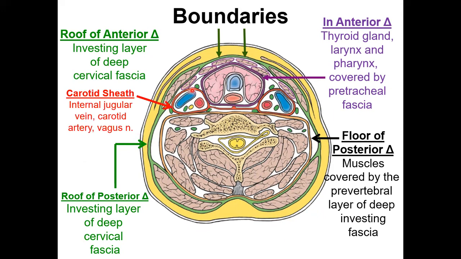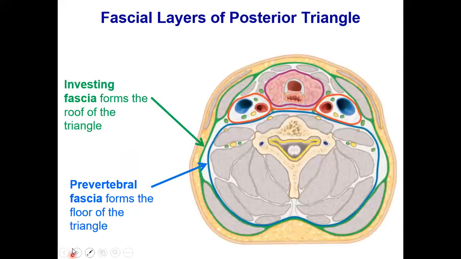And then again, here's your carotid sheath with your IJV, your common carotid artery, and your vagus nerve. And this is just pointing it out again on a different picture.